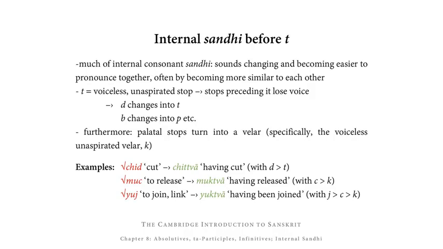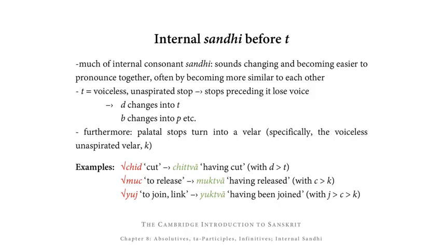Another change that we find that perhaps is a little less intuitive is that palatal stops in front of a T turn into a velar, and specifically they turn into the voiceless, unaspirated velar K. To look at a couple of examples, chid, meaning to cut, does not have an absolutive chidtwa, but rather the D changes into a T and we get chitwa, which is much easier to pronounce. Of much, to release, we do not get the absolutive muchtwa, but rather muktwa, with the ch changing into a k, so muktwa, having released.